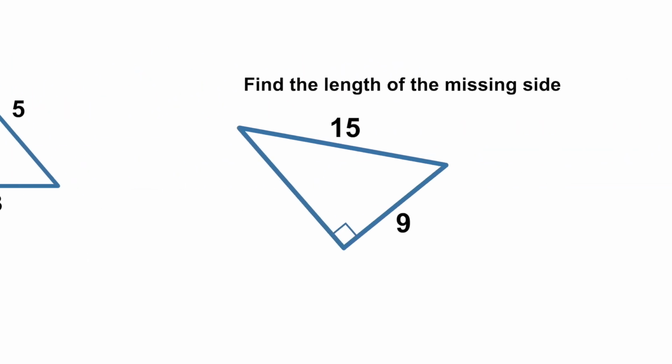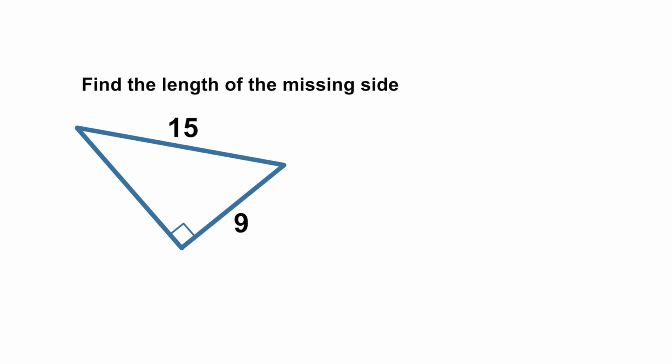Let's have a go at another question. If you wish, feel free to pause the video and have a go at the question yourself before I go through the answer. And press play when you are ready. So, one of the shorter sides is 9 units long, and the hypotenuse is 15 units long. Let's allocate a letter to the side we are trying to find. I'm going to use the letter A, but you could use any letter.